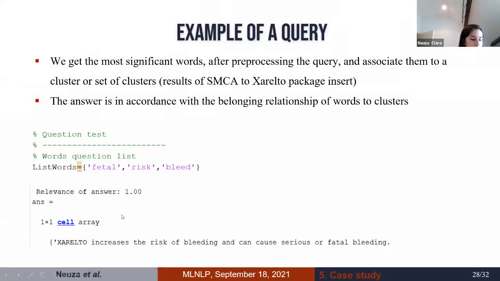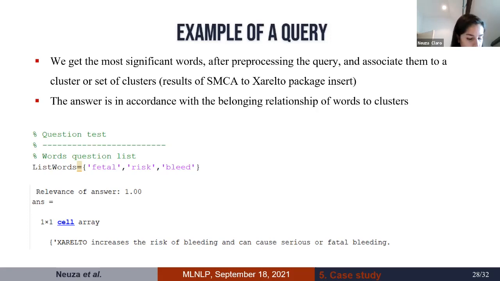We can get the most significant words with question processing and associate them to a cluster or set of clusters. The answer is in accordance with the belonging degree of the words to the cluster. For example, one question with the stemmed words risk, fatal, and bleed is: what are the risks of a fatal bleeding? This question has multiple possible answers because these words belong to different clusters. So we can sort answers by relative relevance.